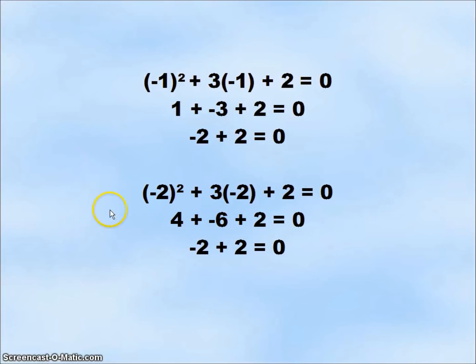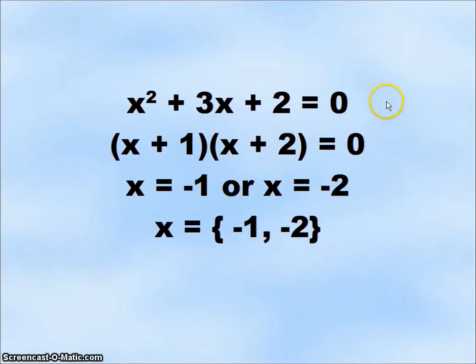Let's plug in our -2 and go through the same sort of process. -2 squared is 4. 3 times -2 is -6. 2 is just along for the ride. Again, evaluating from left to right. 4 plus -6 is -2. And again we see -2 plus 2 is 0, which checks out fine.